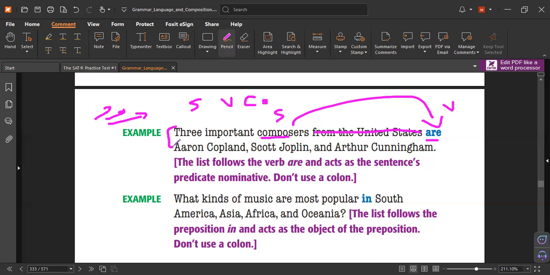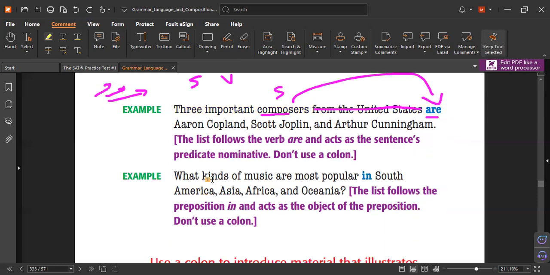Do we need a colon? No, because it's already complete. Yes or no? Because the list is a part of the complete sentence. So that's why we can't put the colon. If I put a colon here, it's wrong, because the information before the colon is only this part. Is it clear? No. Composers are what? The colon stopped the meaning. So we need to delete the colon; here we don't need it.